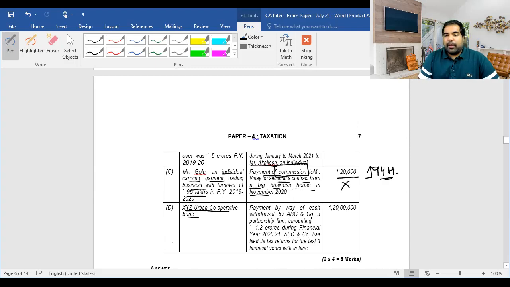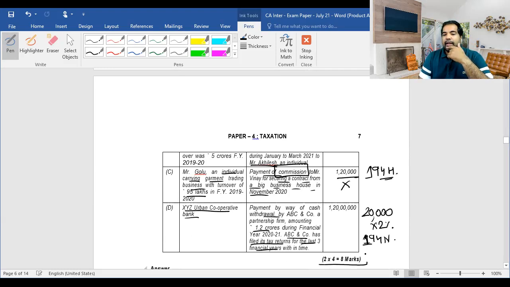And a bank is paying by way of cash withdrawal 1.2 crores. And ABC has filed its return for the past 3 years. So basically more than 1 crore, it's 20 lakhs. On 20 lakhs at the rate of 2% will be the TDS under 194N on payment basis. This is basically what you will get 8 marks for.